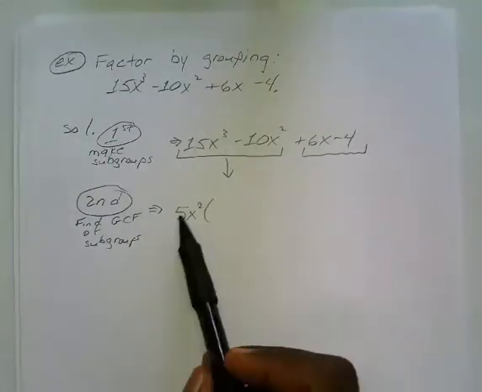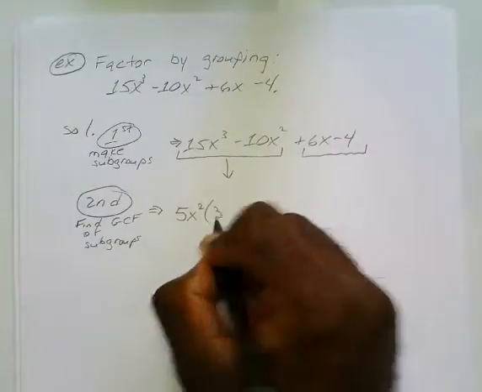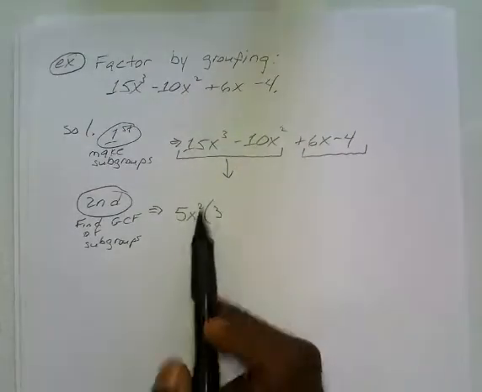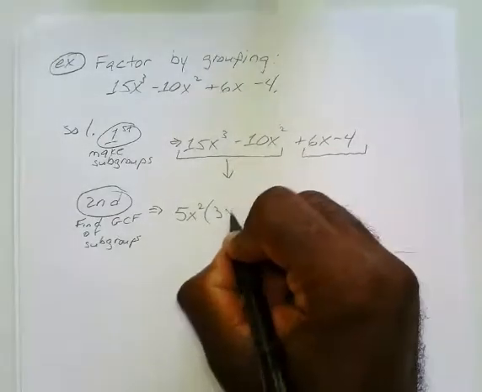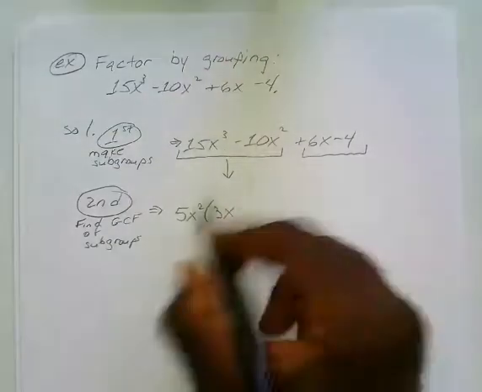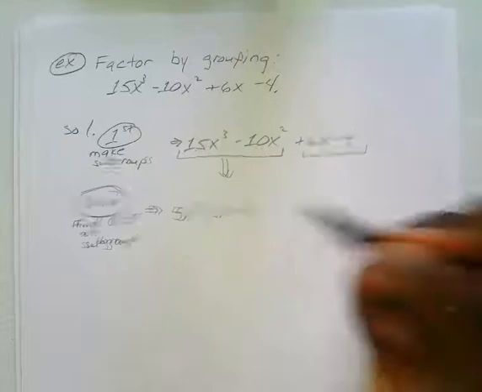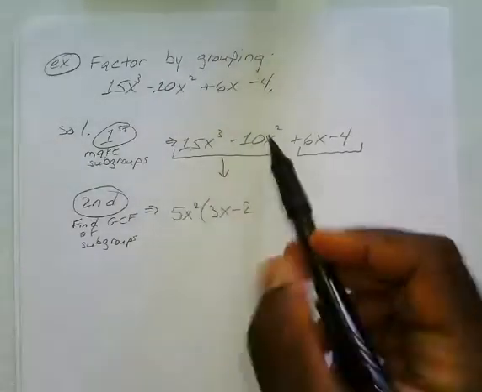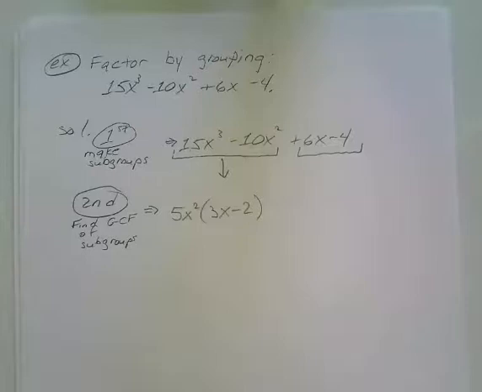So 5 times what will give us 15? 3. And x squared times what will give us x to the third? X squared times x will give us x to the third. 5 times 2 will give us negative 10, or negative 2. And x squared and x squared, you can just leave that as the same since it's the same exponent.